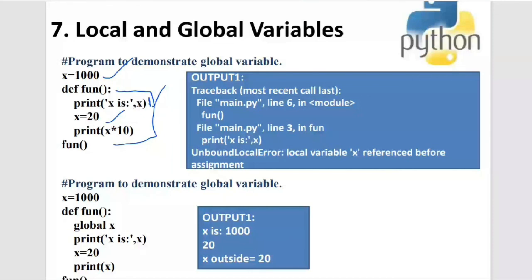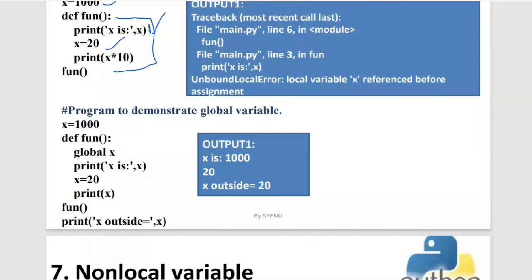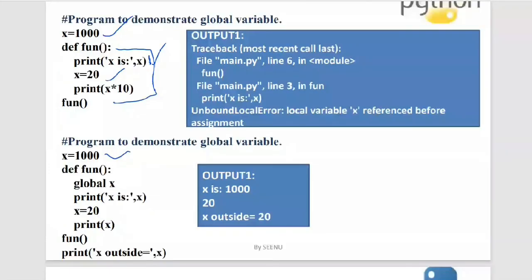Now coming to the next program. This is a program to demonstrate global variables again. I said x is equal to 100. I just made certain modifications to the previous program. I said global x. When I said global x, it is giving me 1000. x is equal to 20 and I print the value of x, and outside the function x also it is 20 only. As I already told you, there cannot be two global variables. So when I made x global, it is considering the global x itself, and it is making modifications to the value of the global x.